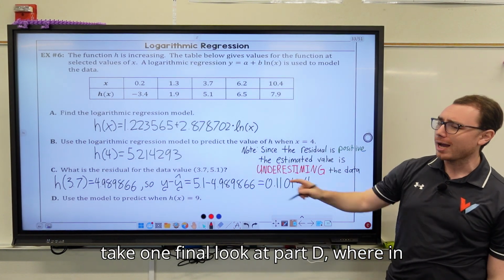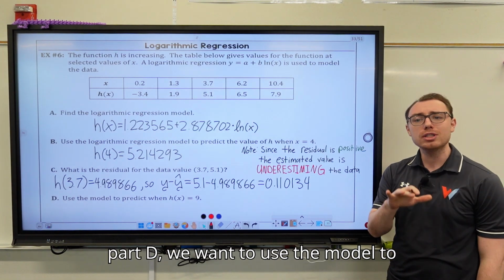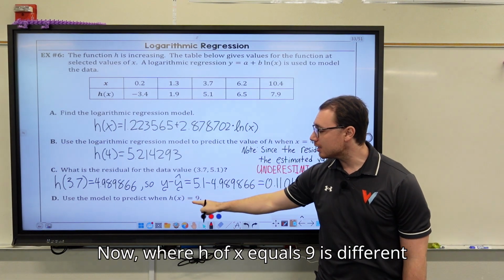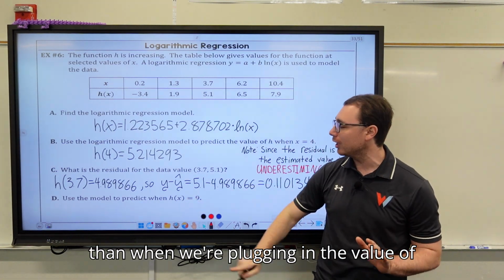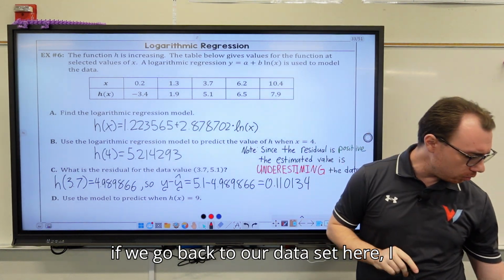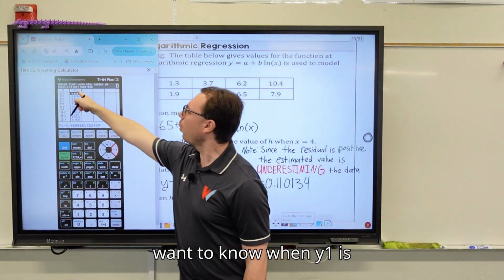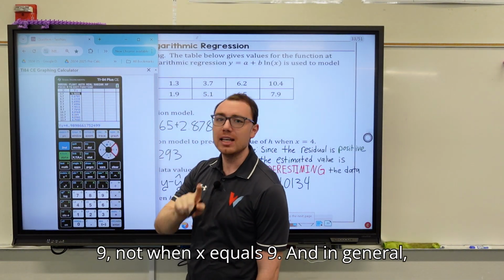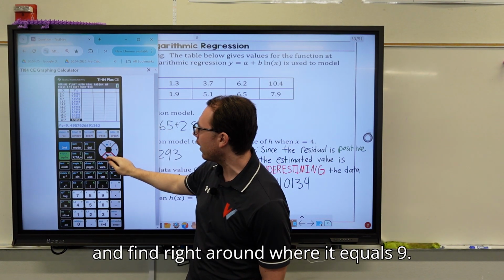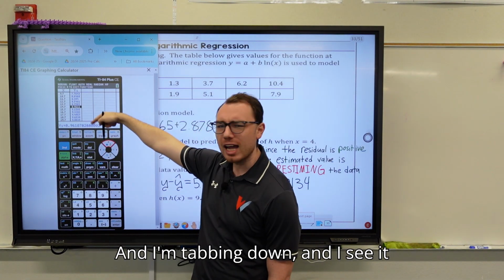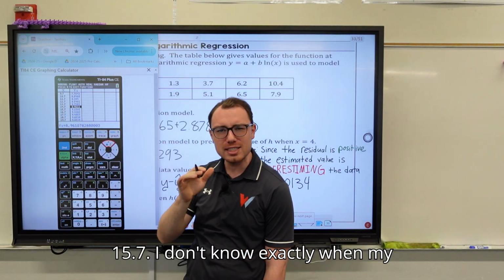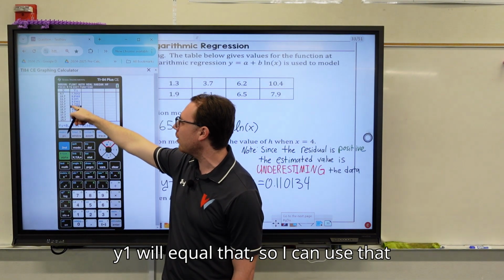Now let's take one final look at part D, where we want to use the model to predict where h of x equals 9. Now where h of x equals 9 is different than when we're plugging in the value of 9 for x. What I mean to say is, if we go back to our data set, I want to know when y1 is 9, not when x equals 9. In general, I can tab down a little bit to find right around where it equals 9. And I'm tabbing down and I see it happens between 14.7 and like 15.7.